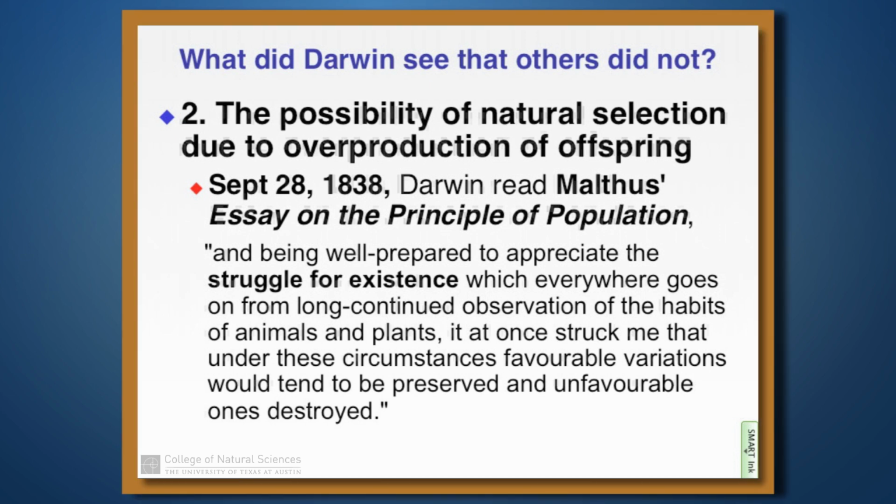The quote you see down at the bottom is what Darwin wrote in his notebooks after he had read Malthus. He says, "In being well prepared to appreciate the struggle for existence, which everywhere goes on from long continued observation of the habits of animals and plants, it at once struck me that under these circumstances, favorable variations would tend to be preserved and unfavorable ones destroyed. So the excess number of offspring allows for the variation to be selected amongst." This is where he gets the idea of natural selection, because there are too many organisms for the materials that are available for it in the environment.